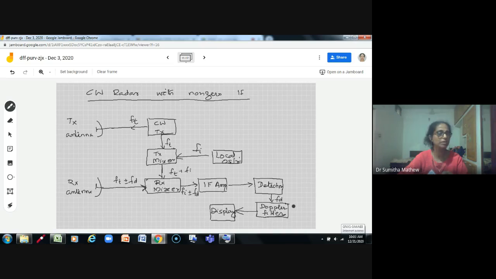Usually in your exam, you will be asked to draw the block diagram of a continuous wave radar with a non-zero IF and explain its working. Okay, this is that type of radar.